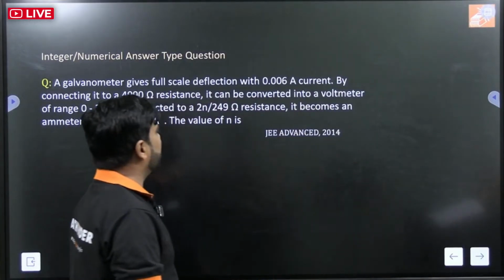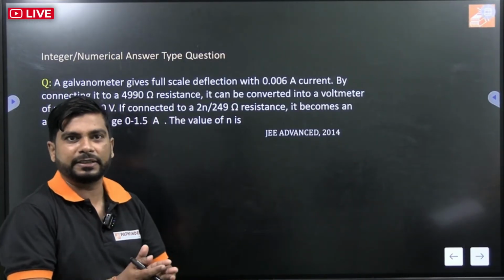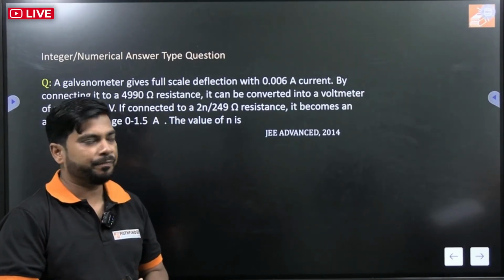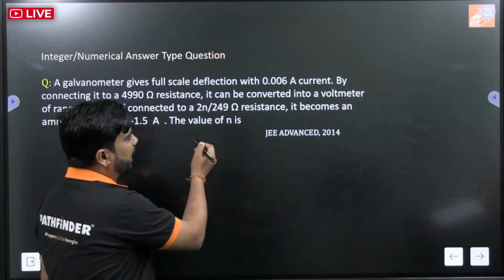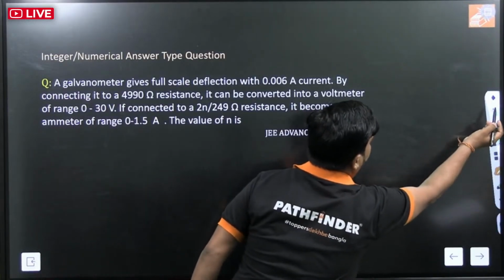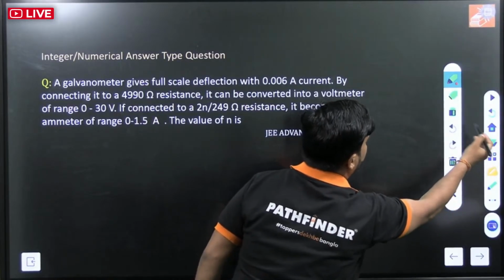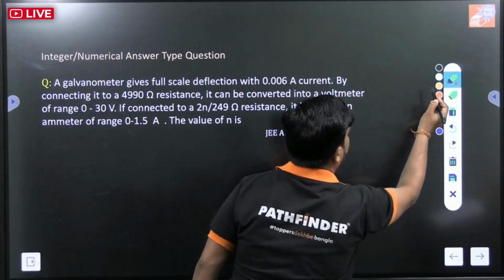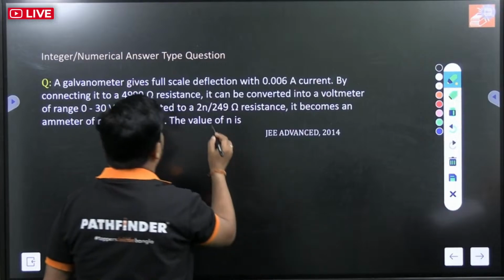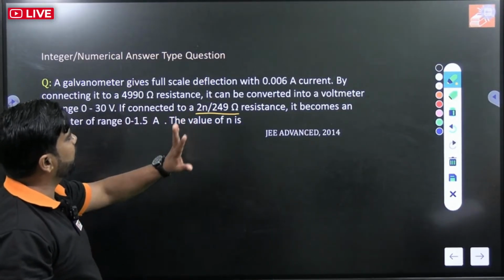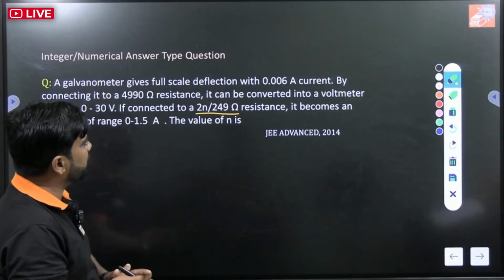This question has been asked in JEE Advanced 2014. This is also integer numerical answer type question where you have to find out the value of this n. You can see this expression 2n by 249 where you have to find out the value of this n. So let me read out this question.